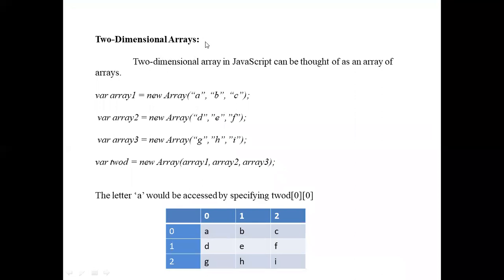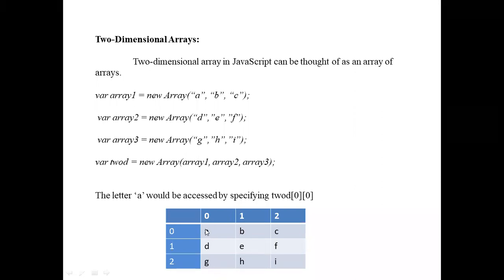So in JavaScript, the two-dimensional array is an array of arrays. That is, here the example 2D, var 2D, is a two-dimensional array, an array of array 1, array 2, array 3. A, B, C is the first array, D, E, F is the second array, and the third array is G, H, I.